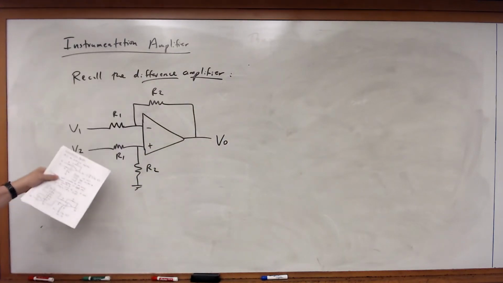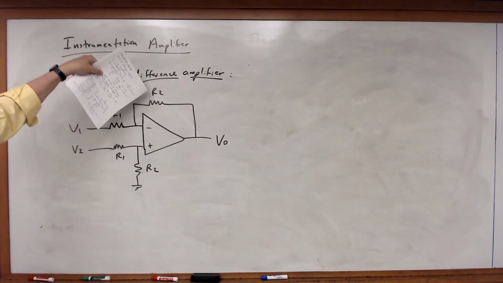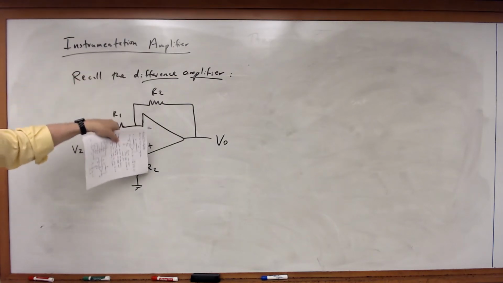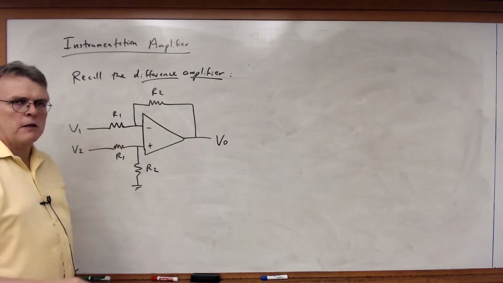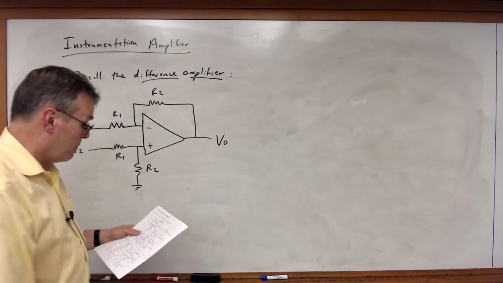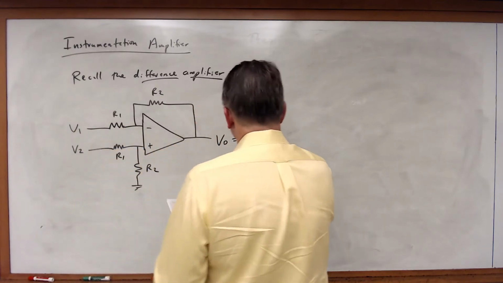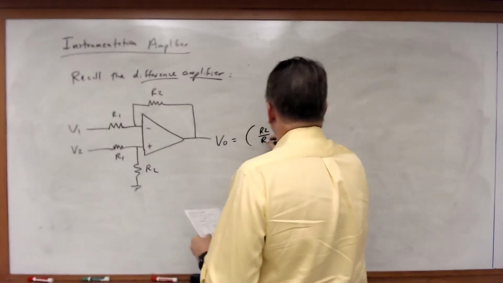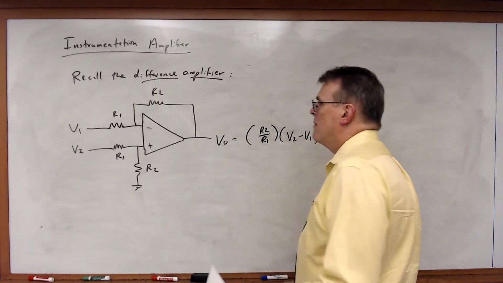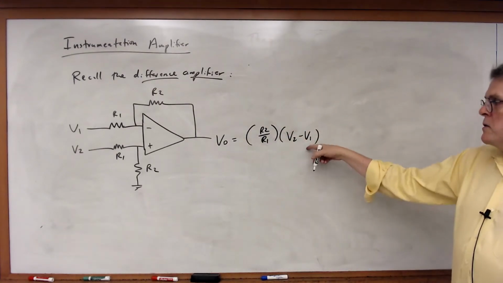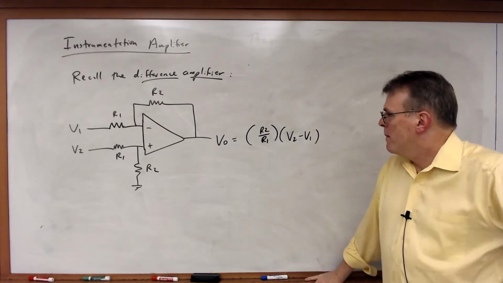So if I've got a difference amplifier, and notice I've got the same resistor values, R2, R2, R1, R1, and if you go through and do the calculation we did before, what you'll get is that VO is equal to R2 over R1 times V2 minus V1. So we saw this equation before.